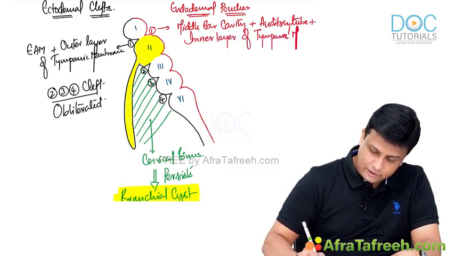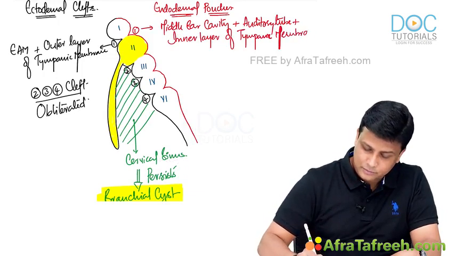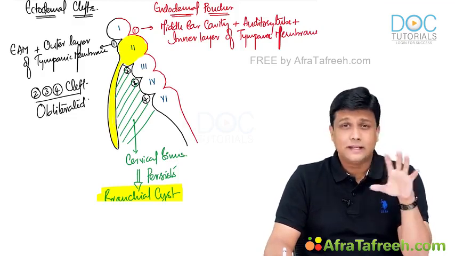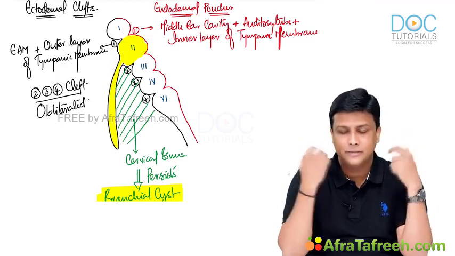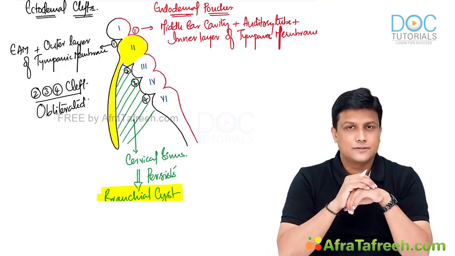Inner layer of tympanic membrane is also derived from the first pouch. That makes sense. So first cleft from outside is going to form the external acoustic meatus. The first pouch is going to form the middle ear cavity and associated structures.